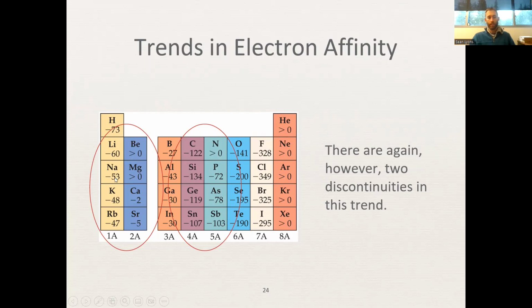So we see an increase in the endothermic nature of this electron affinity from group 1 to group 2, and the same thing as we go from group 4A to group 5A, or group 14 to group 15, however you want to refer to those.